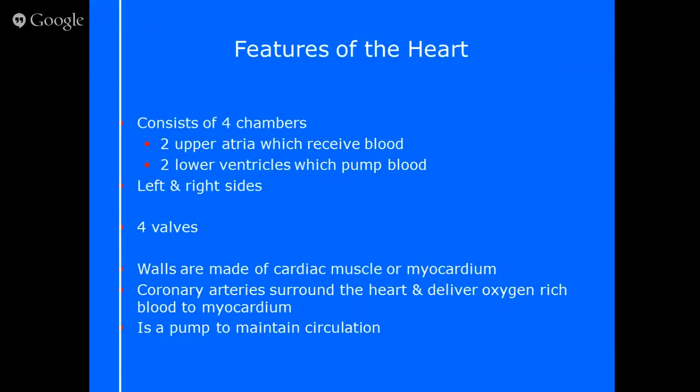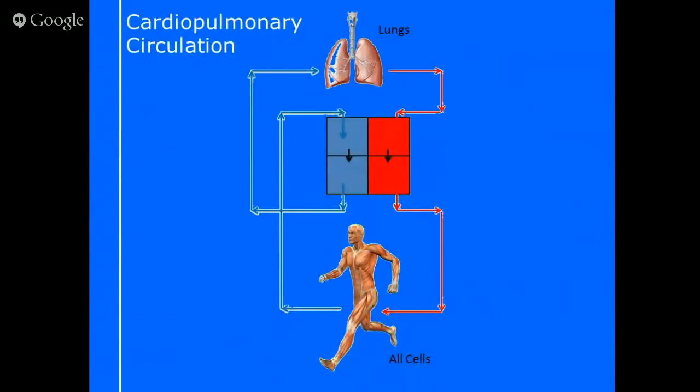So then the other side is that it is a pump, and without our heart, we're not going to be able to maintain appropriate circulation in our bodies at all. So we need to make sure that the pump is always pumping, and that's why the heart is such a key part of understanding our anatomy and physiology. So let's take this one step further and really look at how the heart fuels our cardiopulmonary circulation.